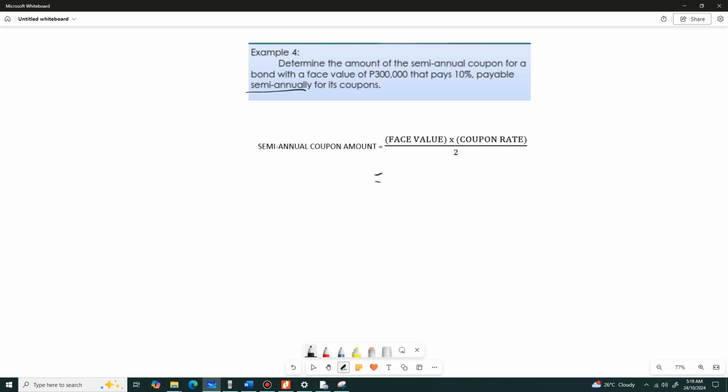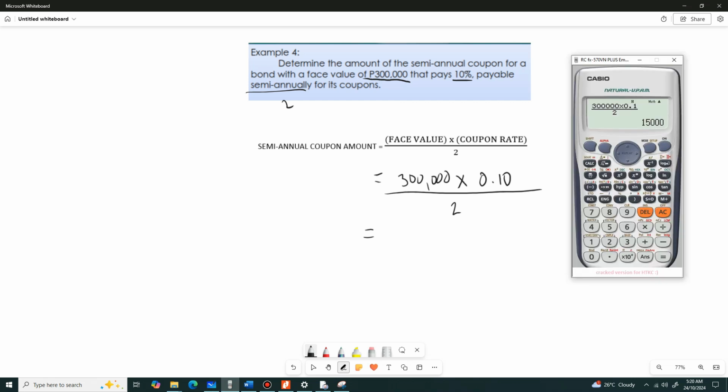So our face value here is 300,000 pesos multiplied by the coupon rate. The coupon rate here is 10% or 0.1, divided by, since this is semi-annual, 2 as the frequency. This will give us our answer here: 15,000.